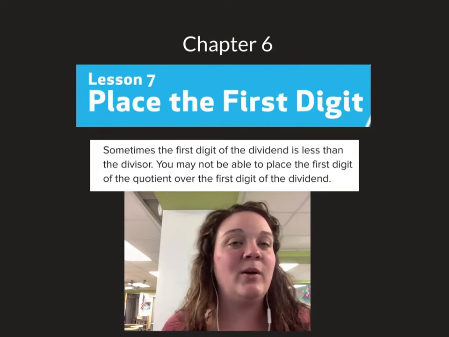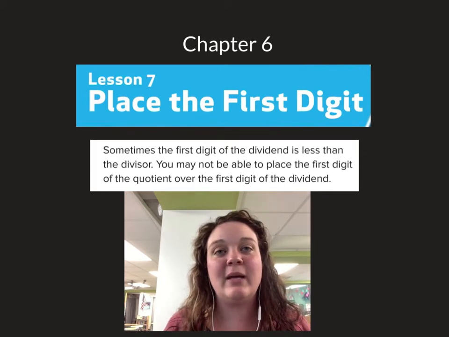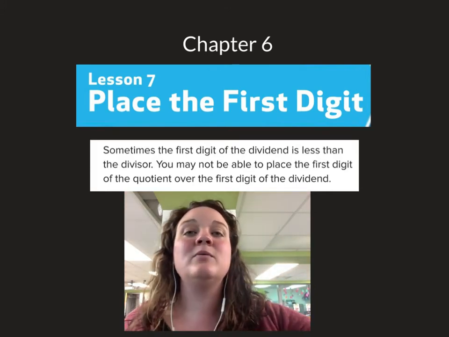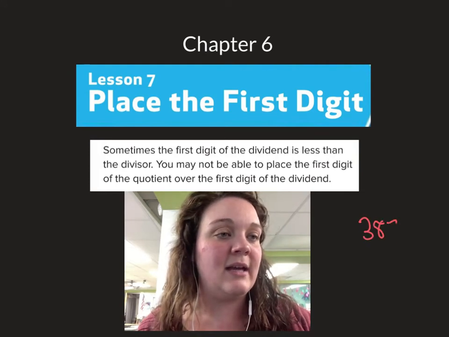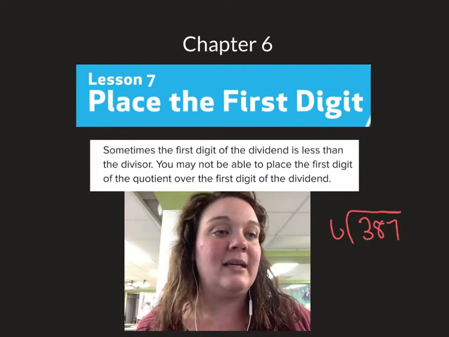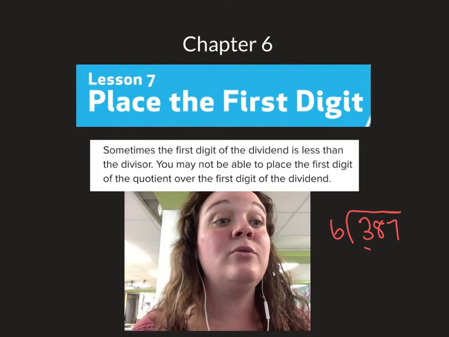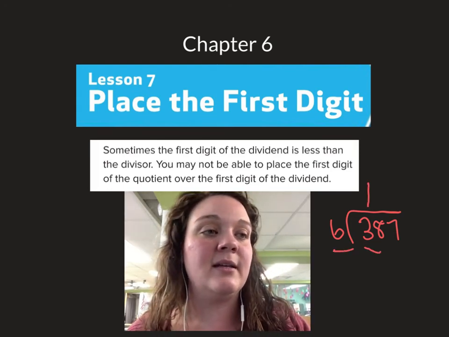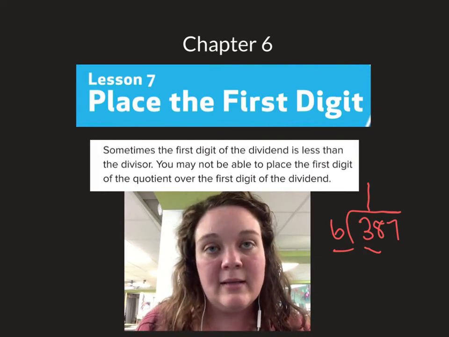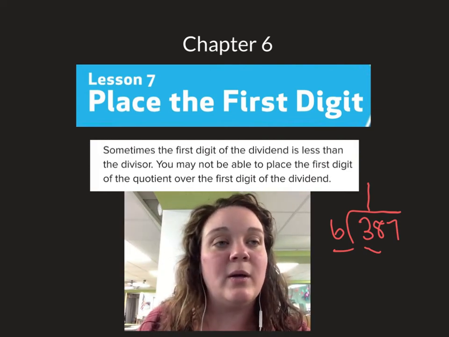So the words on the screen are kind of a fancy way of saying sometimes when you're dividing, like let's say we're going to do 387 divided by 6. I can't do 3 divided by 6, so the first digit in my quotient isn't going to go above the 3. Okay, so we're going to dig into that a little more, so let's get started.